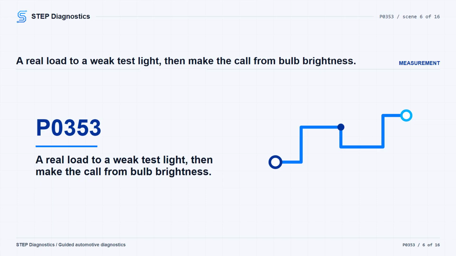The point of loading the circuit is to expose voltage drop. The example is 2.0 ohms of resistance in the circuit being tested, creating total circuit resistance of 8.0 ohms. If the bulb is bright, go on to the coil control circuit operation check. If it is not bright, repair the 12-volt circuit for an open or high resistance. If the fuse is open, check the circuit for a short to ground. Then verify the repair and confirm the code stays gone.